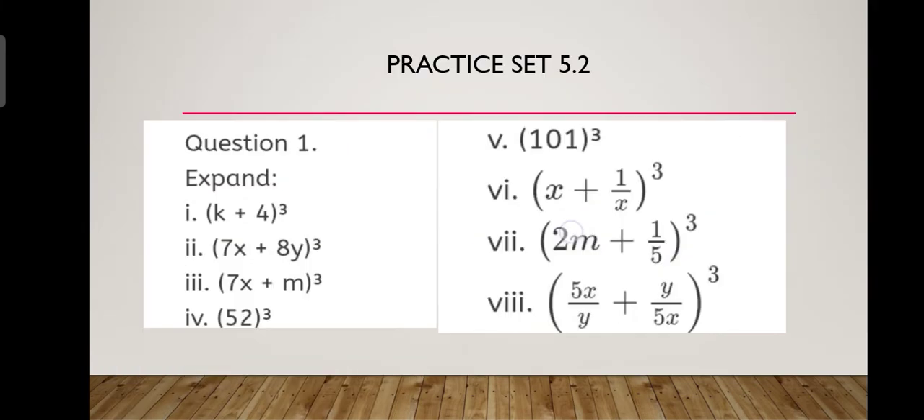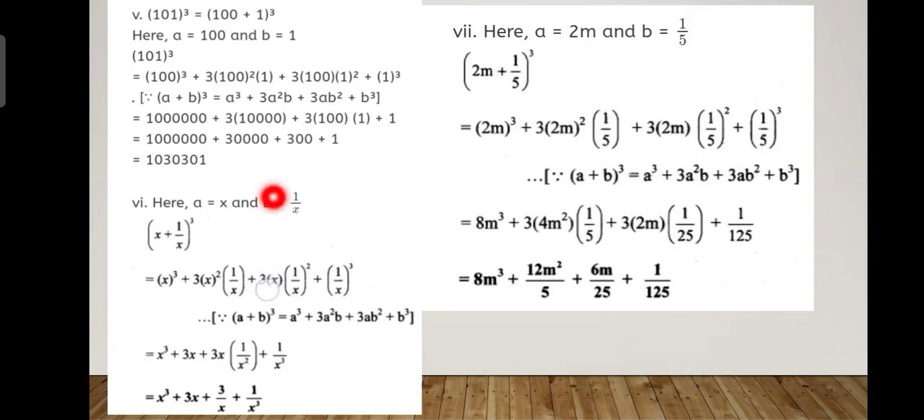Now sixth question, that is x plus 1 by x the whole raised to cube. So what is x plus 1 by x? So x is a equals to x, b is equals to 1 by x. So we have x plus 1 by x the whole raised to cube is equals to x का cube plus 3 into a square that is x square into 1 by x plus 3 into a into b square that is 1 by x the whole square plus 1 by x the whole raised to cube. So we have x cube as it is 3x square upon 1 by x.